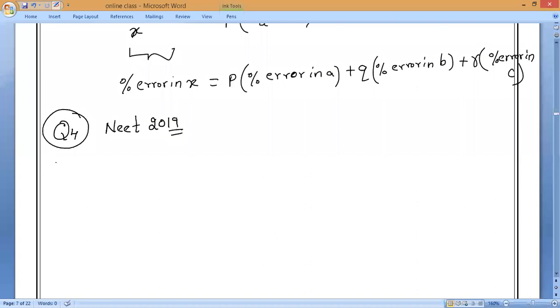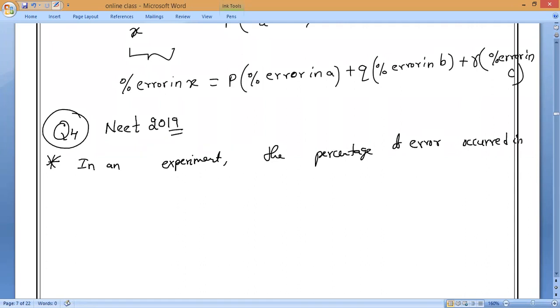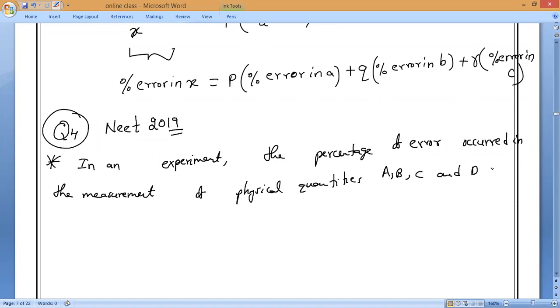In an experiment, the percentage of error occurred in the measurement of physical quantities A, B, C and D are 1%, 2%, 3% and 4% respectively. Are you clear, everybody?